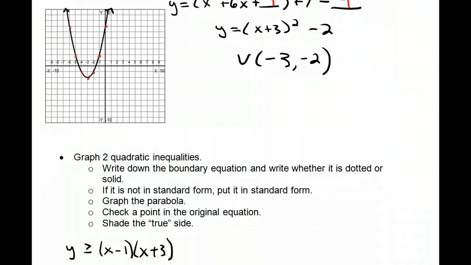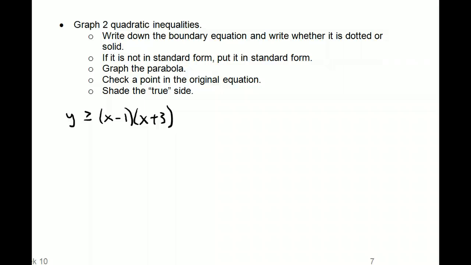Okay, we also have to graph two quadratic inequalities. Now just to review the process for that, the first thing we need to do is to put in an equal sign and look at the boundary. So that would be y equals (x minus 1)(x plus 3).